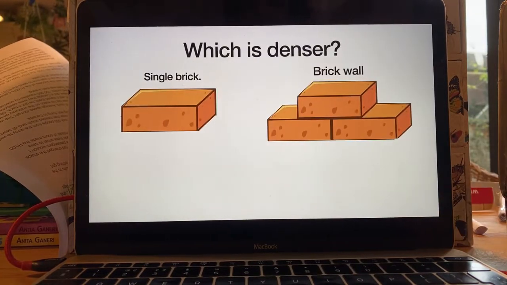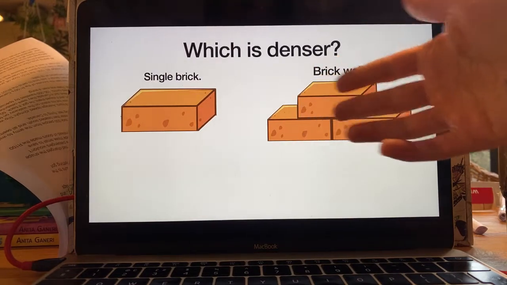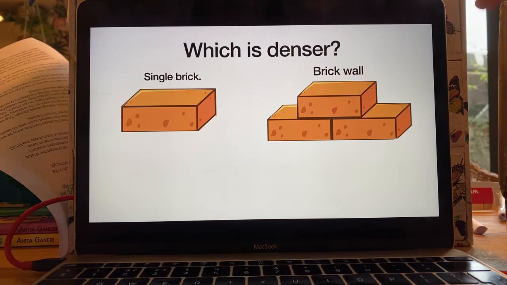Then in our all ages flight lesson, I asked this frankly brilliant question. Which is denser, a single brick or a brick wall? Imagine the brick wall just being lots of single bricks stacked on top of each other. Don't worry about cement or anything like that. Which one of these is denser, single brick or brick wall? And not many people got it, which obviously as a teacher I was delighted by.